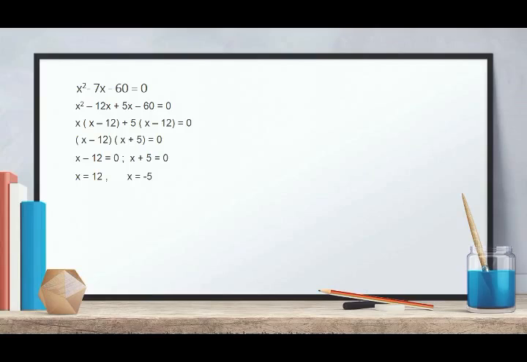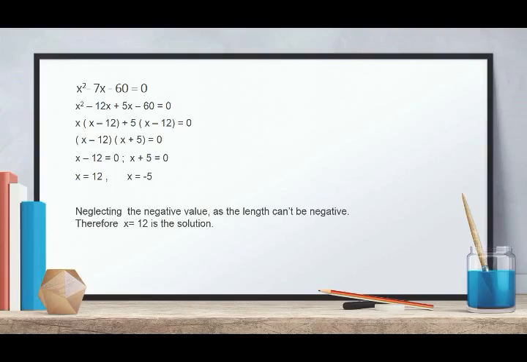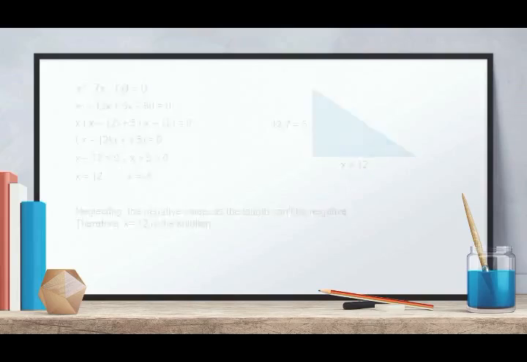But what is x? X is the length. So neglecting the negative value as the length can't be negative. Therefore x is equal to 12 is the solution of the given condition. So in the given condition, what was x? That is the base. So the base of this right angle triangle is 12 and the altitude is 12 minus 7, that is 5. I hope you must have understood this.